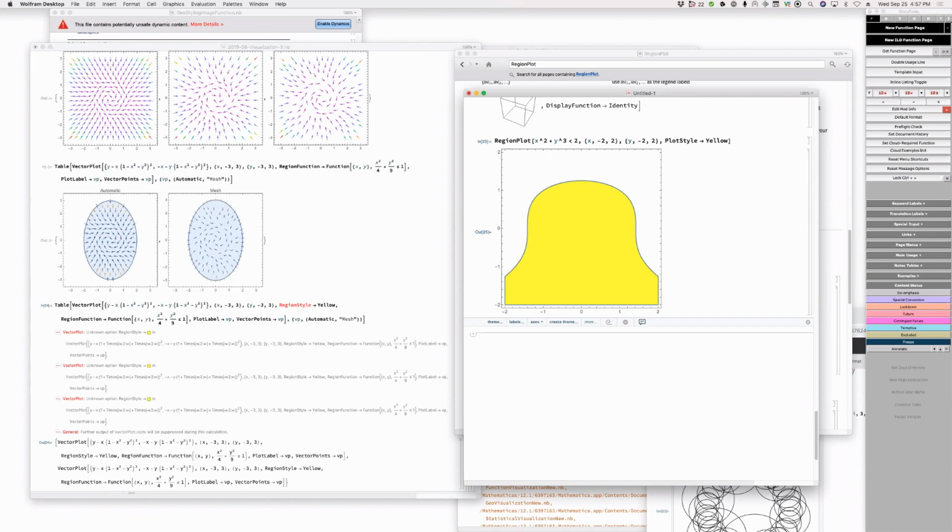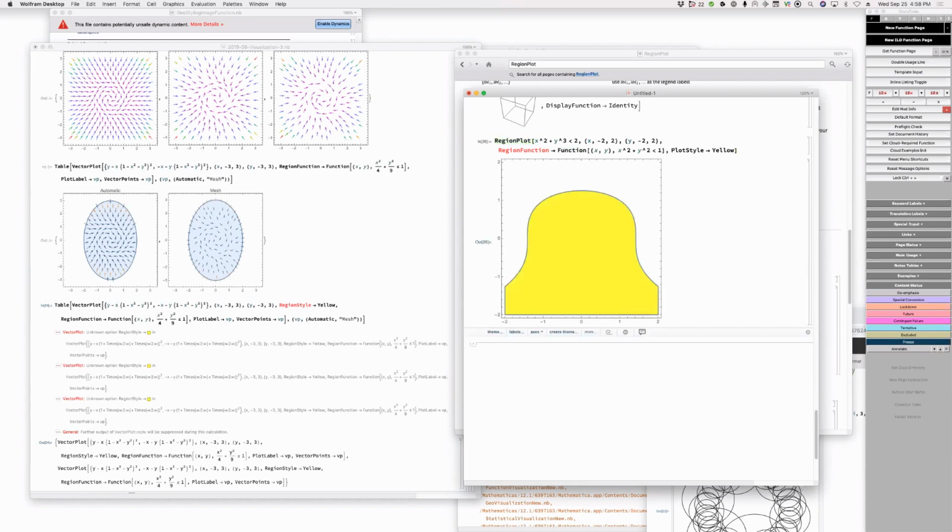Okay, but let's do that. So if we say this, and we say RegionFunction arrow, why doesn't that work? Because it's already a region-y thing. Okay. Well, arguably this should work. It might. What determines the color of the boundary of the yellow region now? BoundaryStyle.